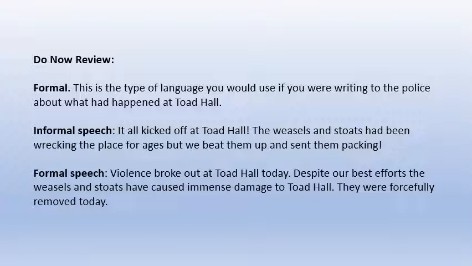Formal speech, which is what you're going to be using today in this report you've been asked to write by the police, like a statement about what happened. Violence broke out at Toad Hall today. Despite our best efforts, the weasels and stoats have caused immense damage to Toad Hall. They were forcefully removed today. So the style you're going to be writing in is the second one.